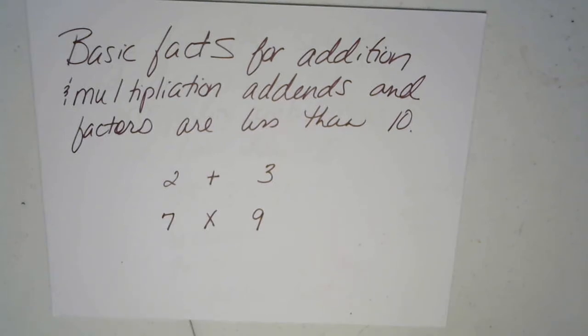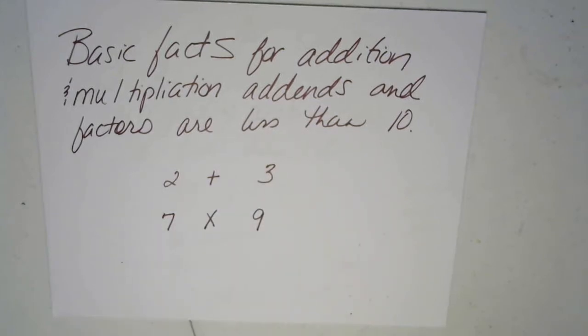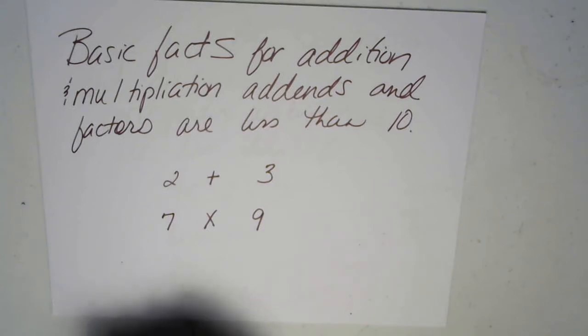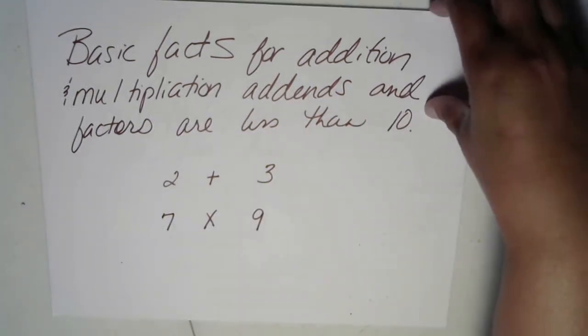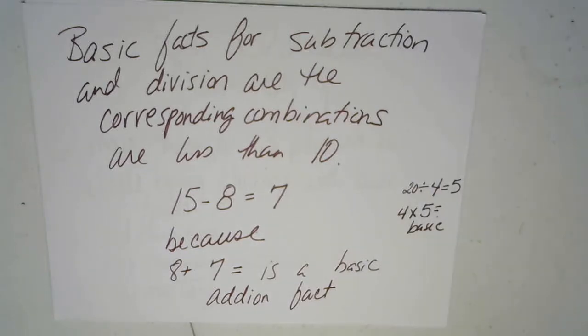Basic facts for addition and multiplication are the number combinations where both addends or both factors are less than 10. So your math facts, both addition and multiplication, are where your addends or your factors are less than 10. So we want to help students develop math fluency. Basic facts for subtraction and division are the corresponding combinations, and they are less than 10.